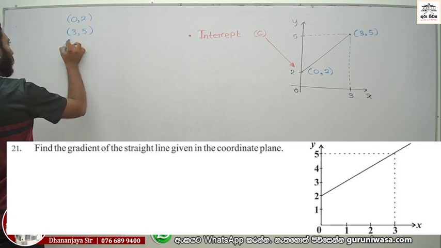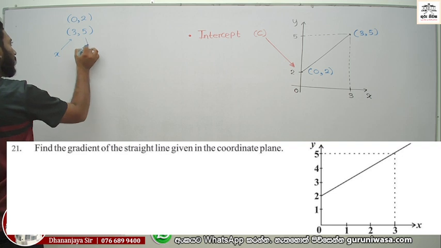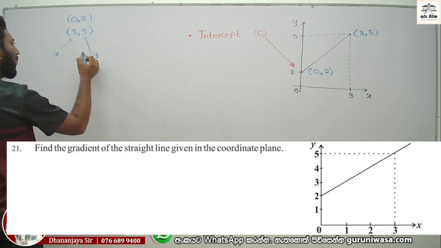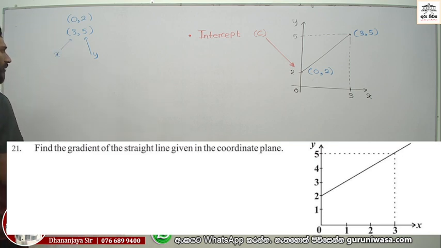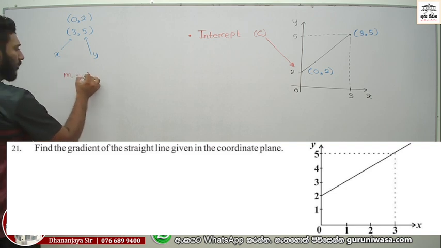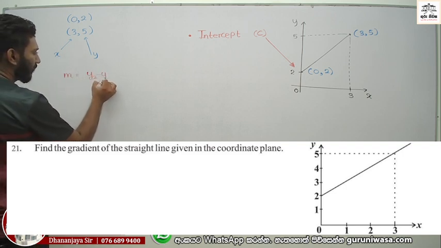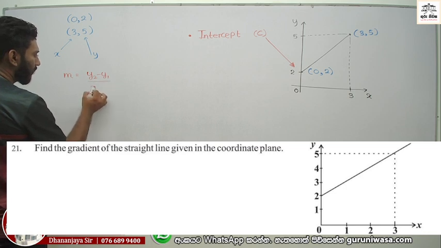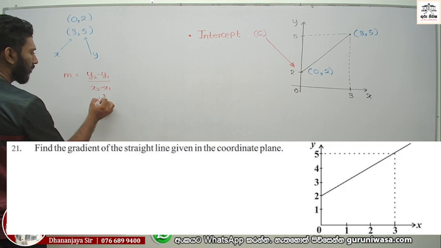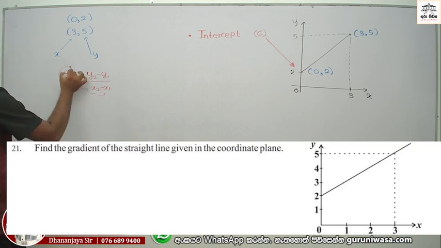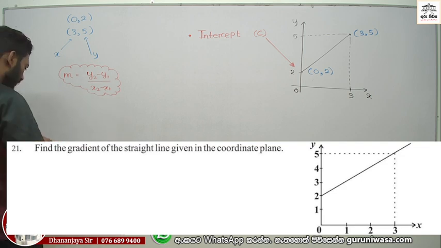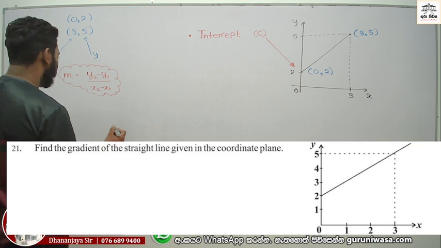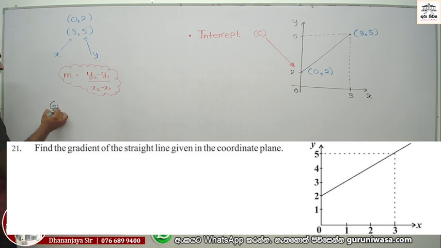Now this one is representing the x-axis, this one is representing the y-axis. Now you can write the gradient is equal to the difference of y coordinates divided by the difference of the x coordinates. Right? Now this is a scenario. Now we can find the answer of the gradient. Now I'm going to find the gradient.